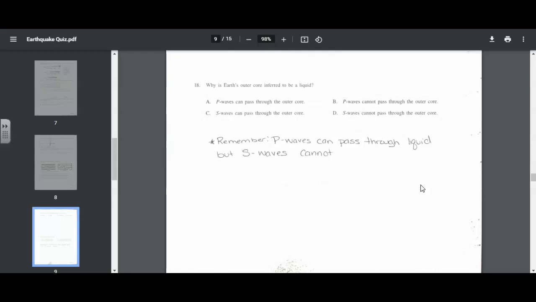A, P waves can pass through the outer core. B, P waves cannot pass through the outer core. C, S waves can pass through the outer core. Or D, S waves cannot pass through the outer core.